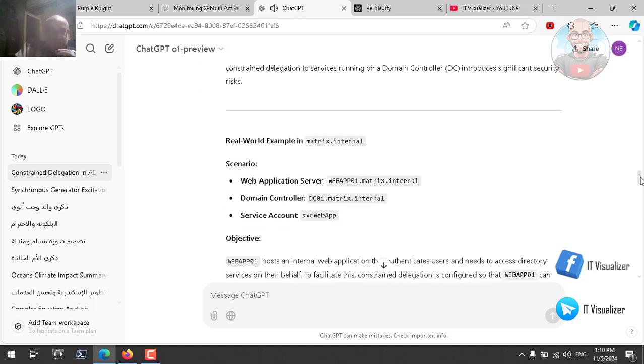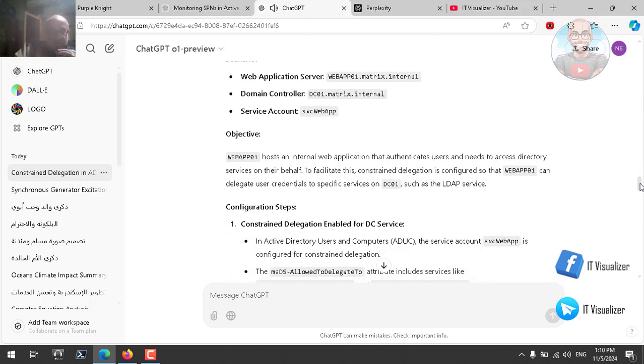Scenario: web application server webapp01.matrix.internal, domain controller DC01.matrix.internal, service account SVC_WebApp. Objective: WebApp01 hosts an internal web application that authenticates users and needs to access directory services on their behalf. To facilitate this, constrained delegation is configured so that WebApp01 can delegate user credentials to specific services on DC01, such as the LDAP service. Configuration steps.